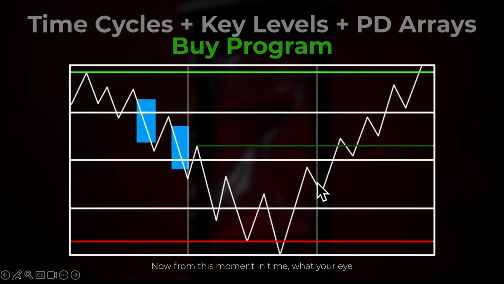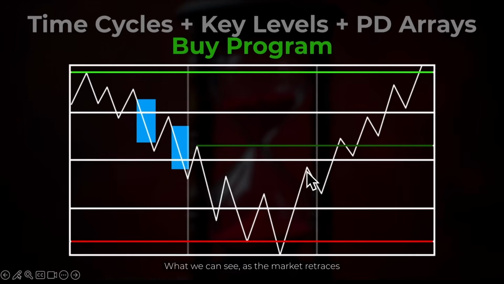Now, from this moment in time, what your eye must be drawn towards is, alright, where is the previous cycle low, where is the previous cycle high? The previous cycle low is down here, and the previous cycle high is up here. Do we anticipate the market to take out the previous cycle low before heading higher? No. Why not? Because the smart money reversal is already in throughout this second time cycle. Why do I mention second time cycle? One time cycle, second time cycle, third time cycle. Three boxes. 1, 2, 3.